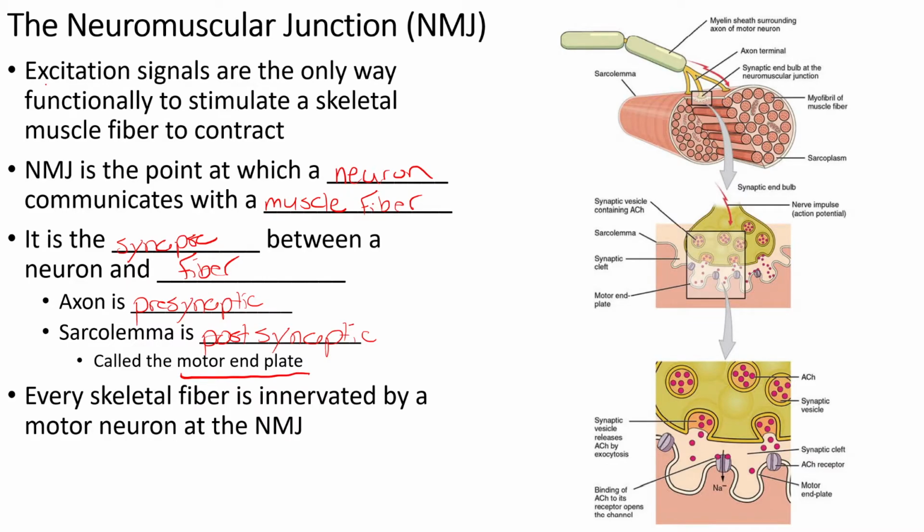Innervated means that there's a nerve going to it. There's a nerve that goes to these muscles, and every skeletal muscle has to have a nerve going to it at a neuromuscular junction. It's just the way muscles work. And if they don't have them, they actually start to waste away.